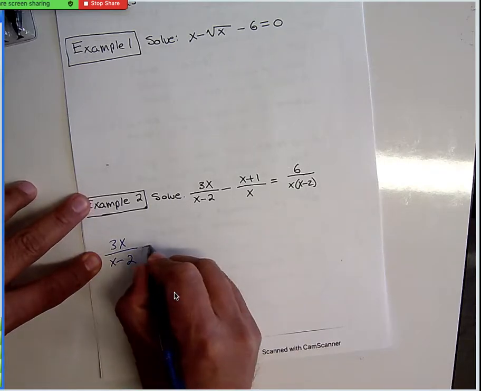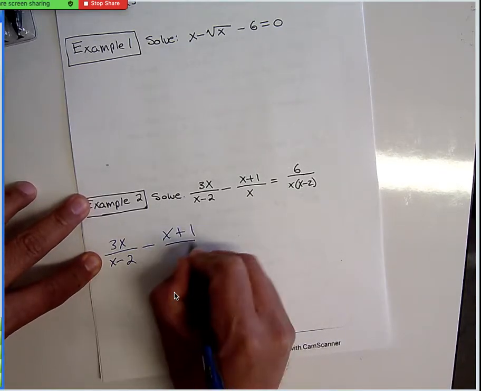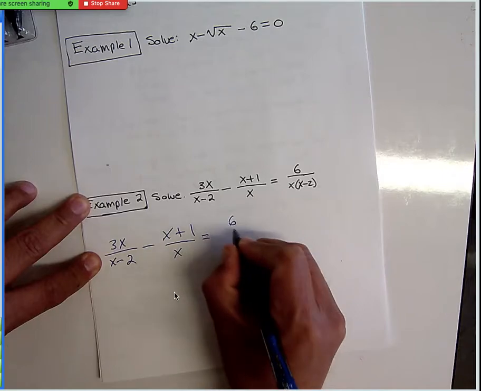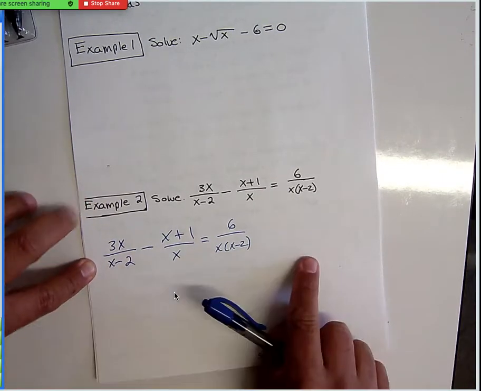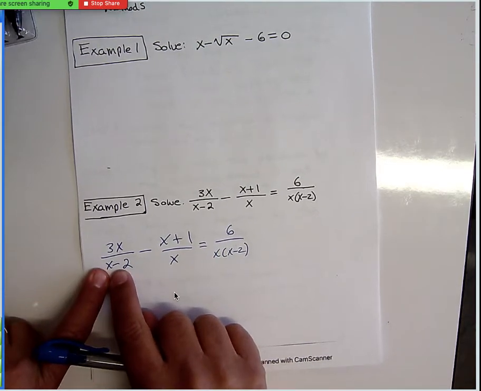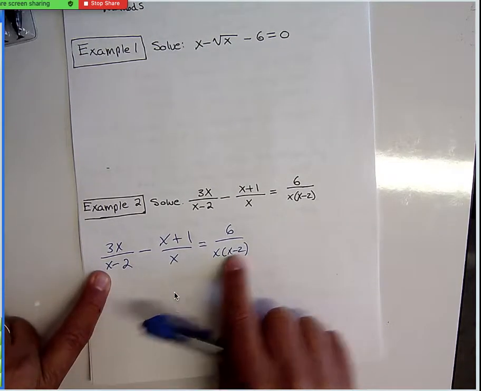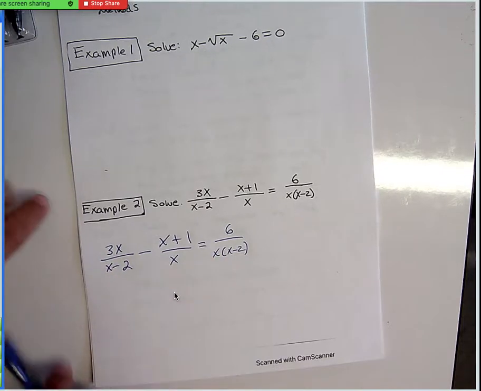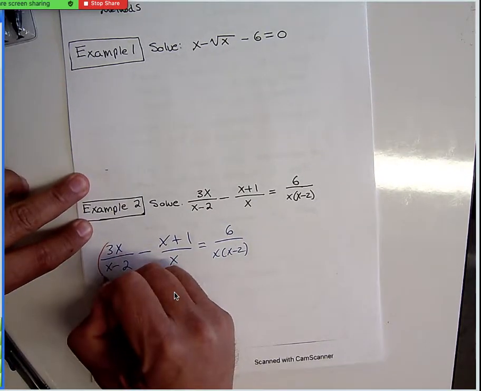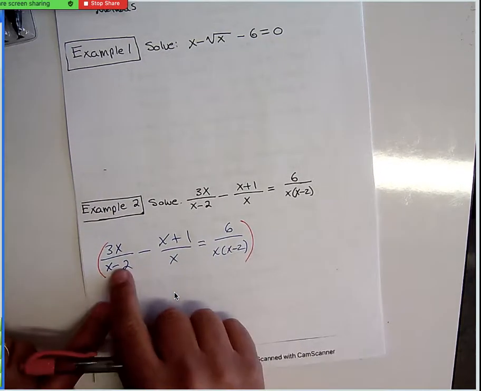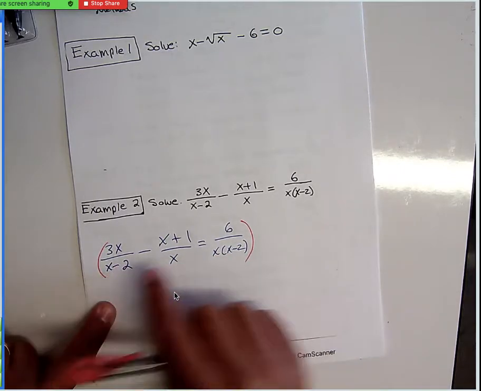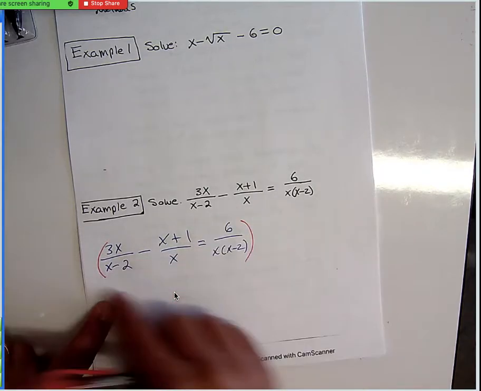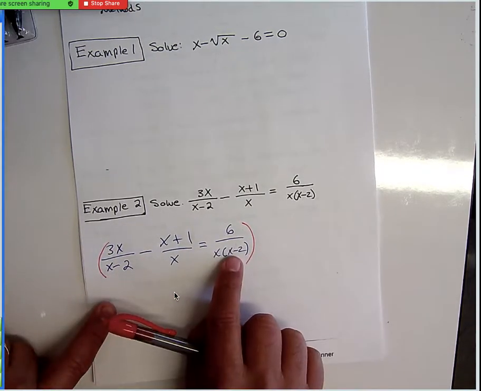I'm gonna rewrite it. Okay, so this one looks really ugly, guys. We have a bunch of stuff, binomials as denominators. So, do any of you have an idea of how to eliminate these denominators? What can we multiply the entire equation by in order for us to eliminate this?